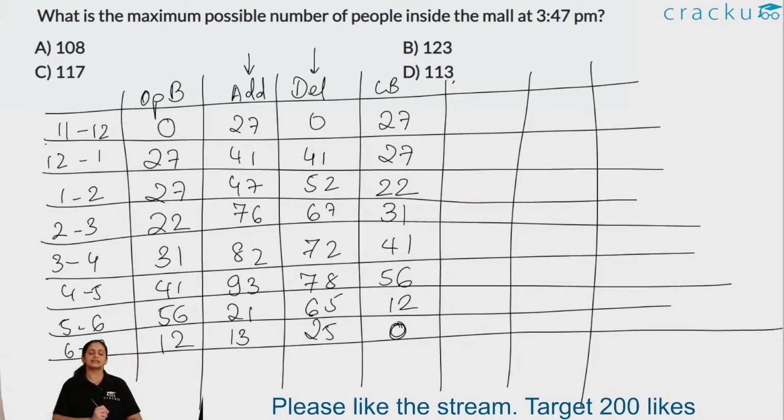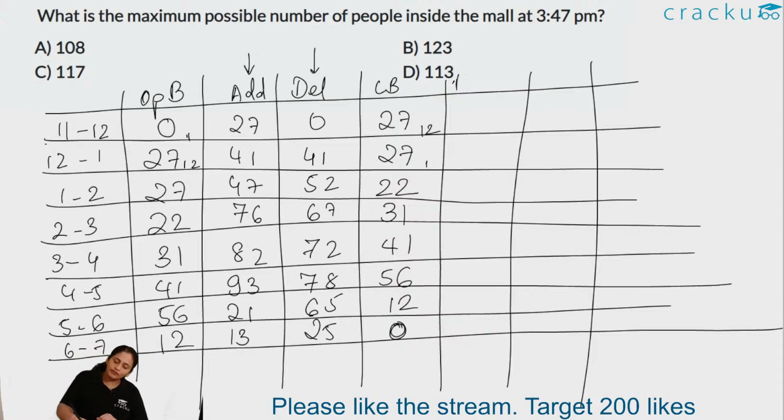So what does this exactly mean? This means that at exactly 11 o'clock, there are 0 people in the mall. At exactly 12 o'clock, there will be 27 people in the mall. At exactly 1 o'clock, there are 27 people in the mall. Same way you can go ahead. So the opening balance tells you the exact number of people at 11, at 12, at 1, at 2, etc.